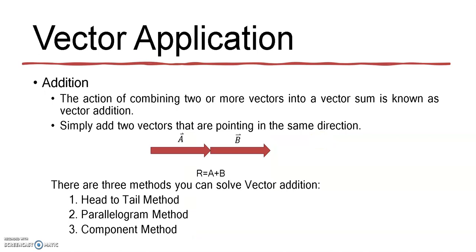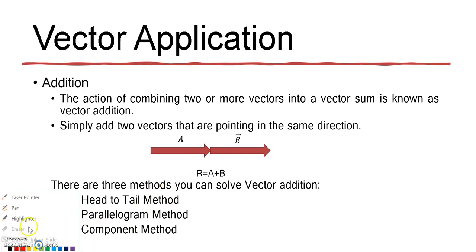So we have applications of this vector. We call that one addition. Okay, so this is the action of combining two or more vectors into a vector sum, or commonly known as resultant. Later on I will discuss to you about what is resultant, which is also known as vector addition. Now, simply add two vectors that are pointing in the same direction.